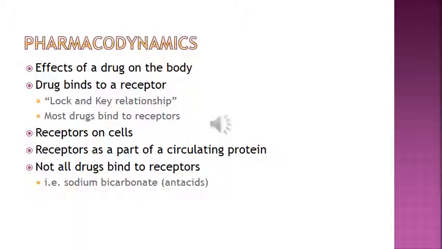Now, we said most drugs bind to receptors. Not all drugs do. A simple example of that is antacids, like Tums, Rolaids, those sorts of things. They don't bind to receptors. They just have a local effect, and I'll use the antacids as an example. When you take an antacid, they react in the stomach with the acid that's present. So there's not a receptor action for that type of drug.